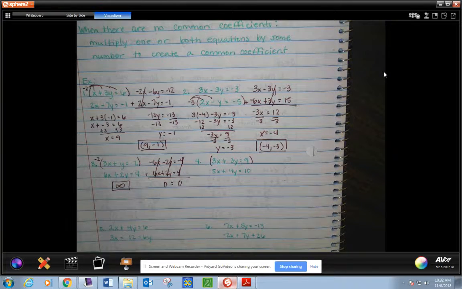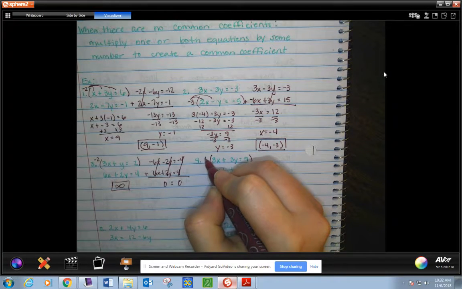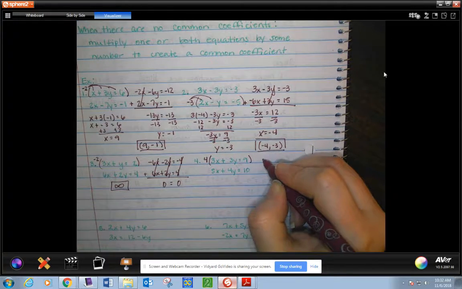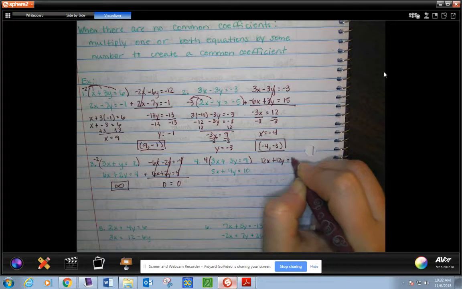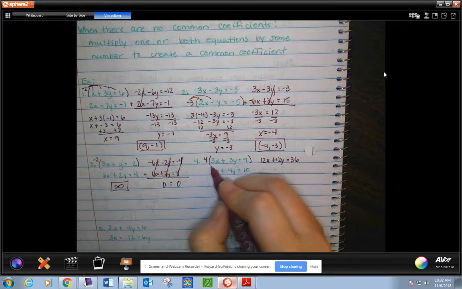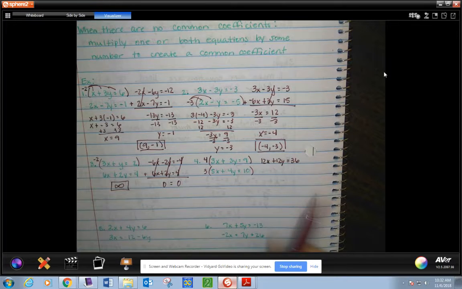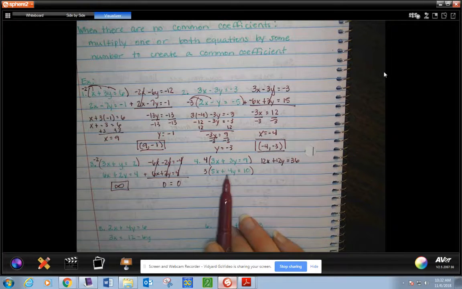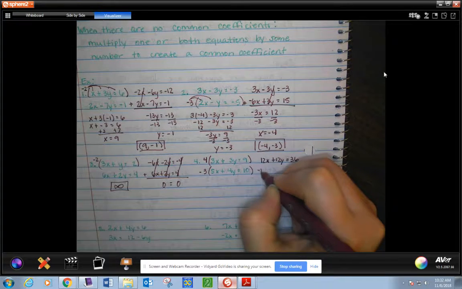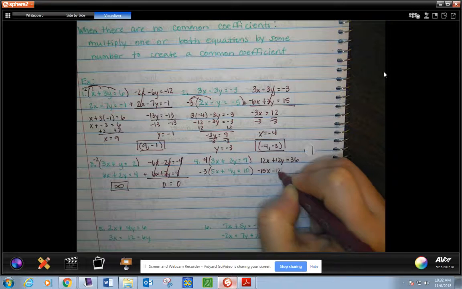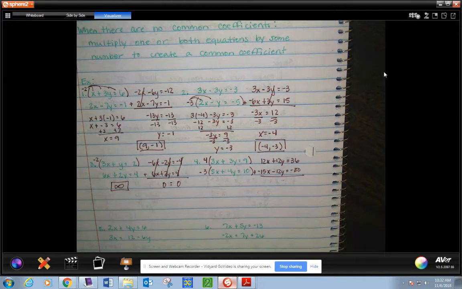So to get my 3y to a 12y, I must multiply everything by 4. That will give me 12x plus 12y equals 36. To get my 4y to a 12y, I must multiply by 3. But since this one is positive, I want this one to be negative, so I'm going to multiply by a negative 3. And that gives me negative 15x minus 12y equals negative 30. Now I'm ready to add.